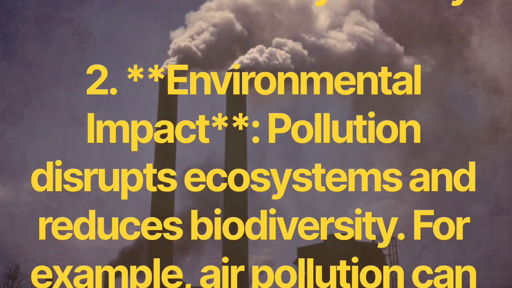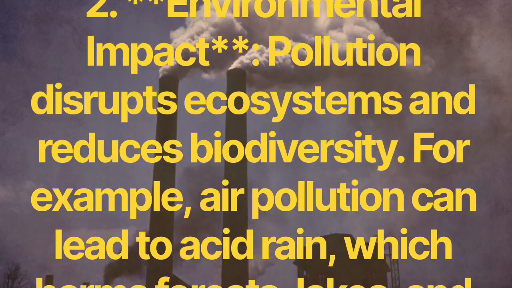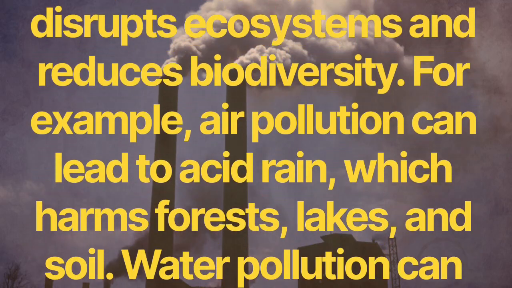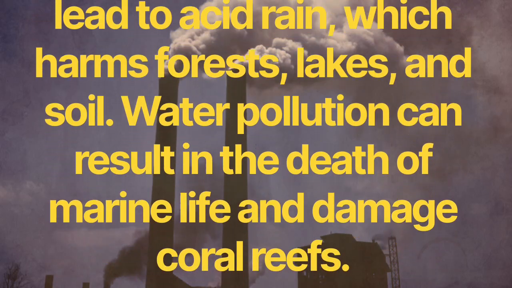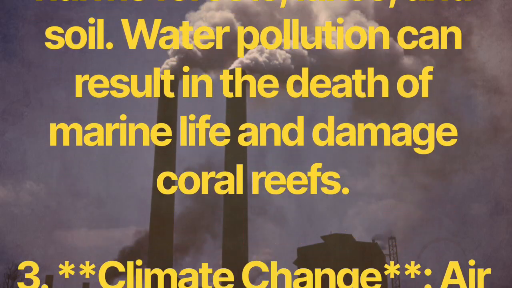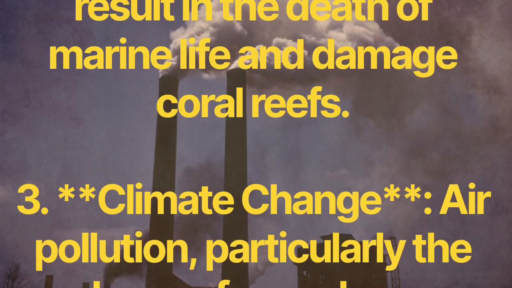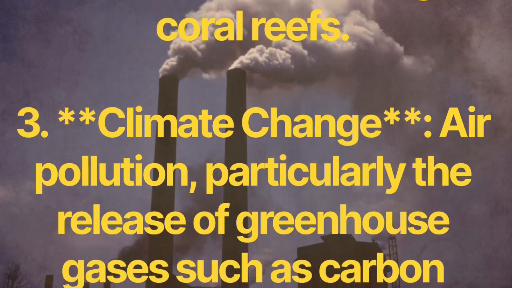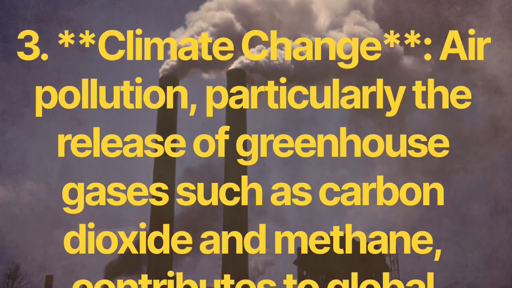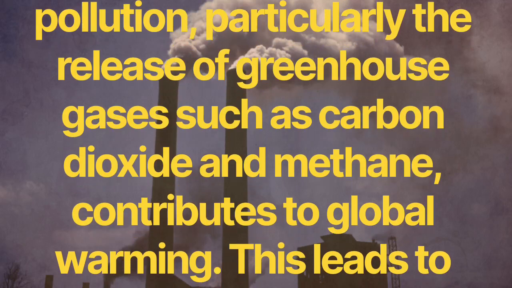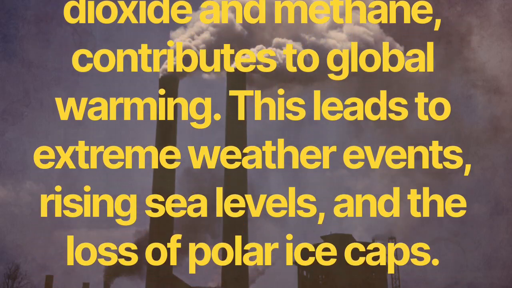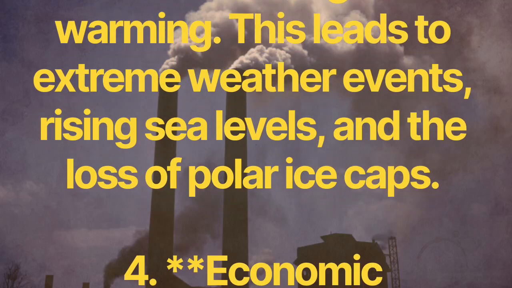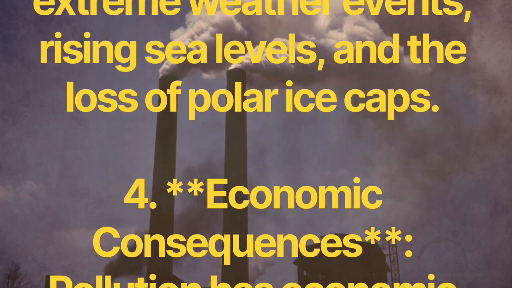Environmental impact. Pollution disrupts ecosystems and reduces biodiversity. For example, air pollution can lead to acid rain, which harms forests, lakes, and soils. Water pollution can result in the death of marine life and damage coral reefs. Climate change. Air pollution, particularly the release of greenhouse gases such as carbon dioxide and methane, contributes to global warming. This leads to extreme weather events, rising sea levels, and the loss of polar ice caps.